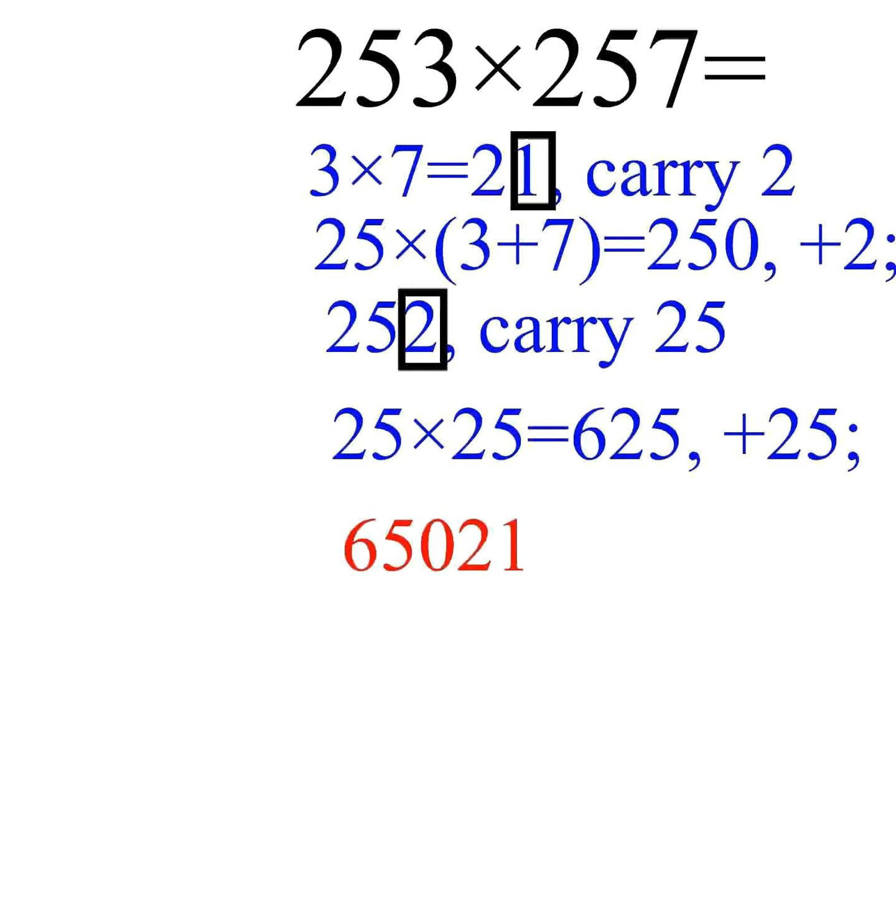As you see here, instead of doing it this way, we could have just multiplied 25 into its next integer, 26, and that would be equal to 650, and multiply 3 into 7, which is 21, and write it in front of 650. Okay, let's have another example.